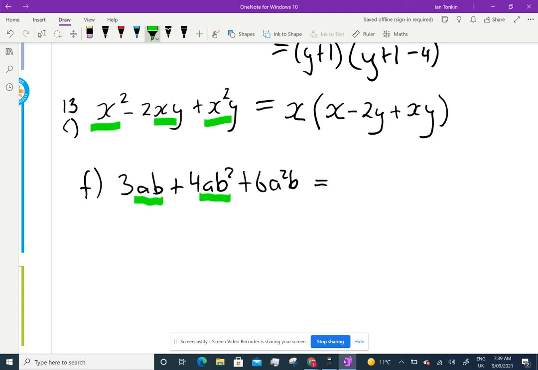But I can, look, they've all got an A and a B. So I'm going to take an A and a B out the front. What am I left with in the first one? I'm just left with a 3. What am I left with in the second one? A 4 and a b. What am I left with in the last one? A 6 and an a. And I'm just double checking. So where's that? 13. And that's it. And that's all you have to do.